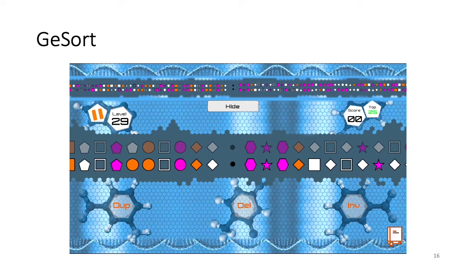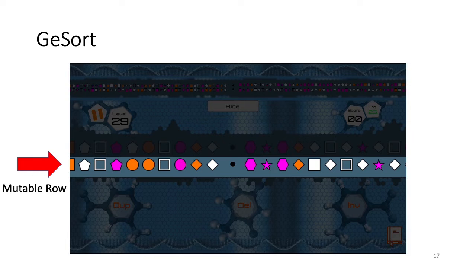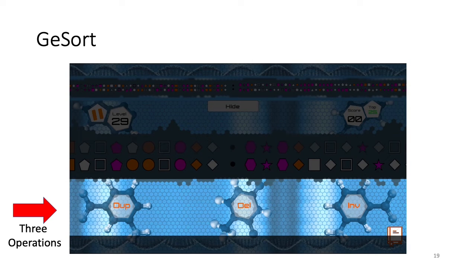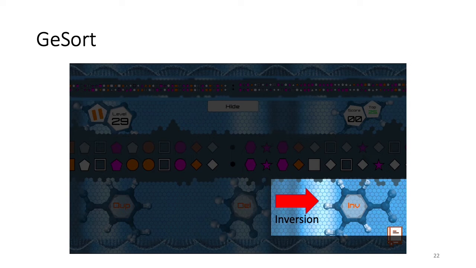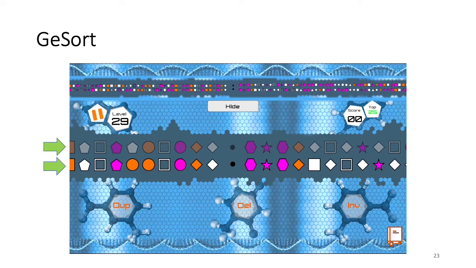GeSort is a puzzle match game in which we have two rows of colored shapes, and the goal is to transform the mutable row into the target row through 3 available operations: duplication, deletion, and inversion. Each row represents a genome, or a gene order, and each colored shape represents one gene. The 3 operations represent common evolutionary events that can transform a genome during evolution.